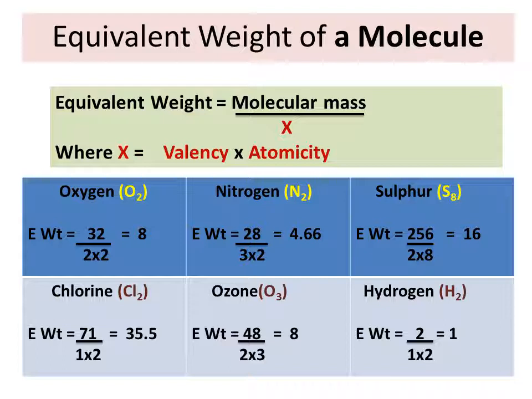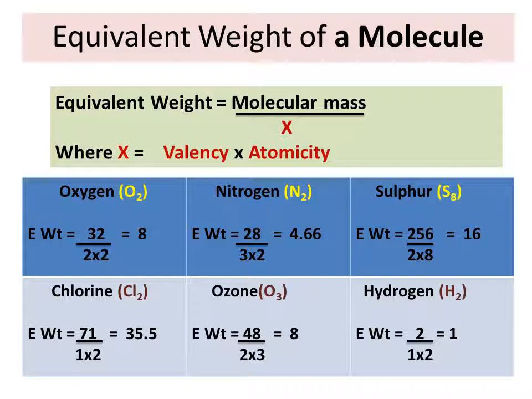Now let us come to chlorine. So chlorine has molecular weight of 71, its valency is 1, atomicity is 2. So let us put all these values. So 71 upon 1 into 2, that is 71 upon 2, and that is 35.5. So chlorine has equivalent weight of 35.5 in chlorine molecule.